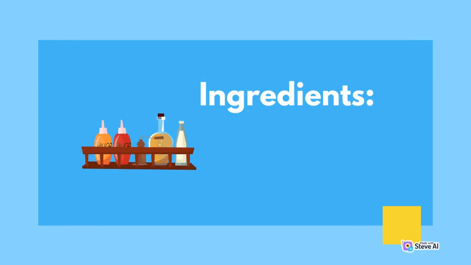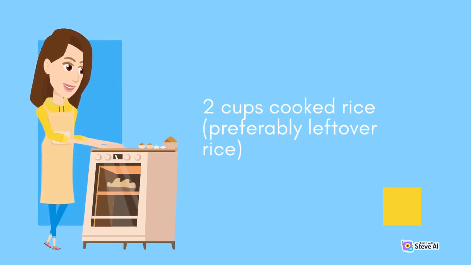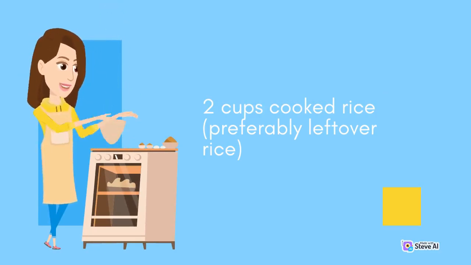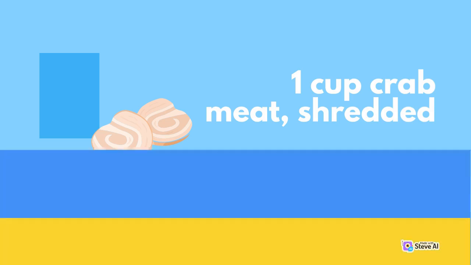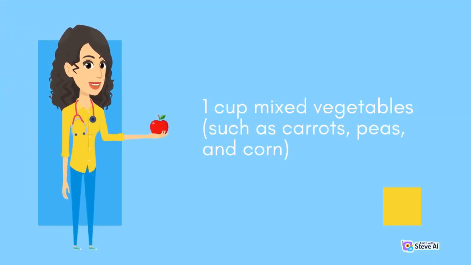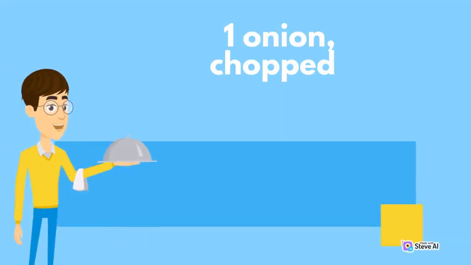Ingredients: 2 cups cooked rice, preferably leftover rice. 1 cup crab meat, shredded. 1 cup mixed vegetables, such as carrots, peas, and corn. 2 garlic cloves, minced. 1 onion, chopped.